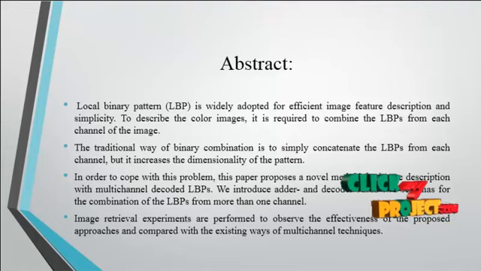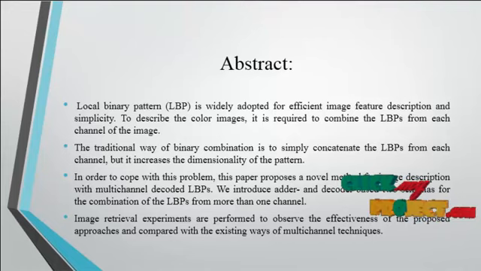Local Binary Pattern, that is the LBP, is widely adapted for efficient image feature description and its simplicity. To describe a color image, it is required to combine the LBPs from each channel of the image. The color image consists of three bands, that is red, green, and blue, so we have to take the LBP features from each band. The traditional way of combination is to simply concatenate the LBPs from each channel.